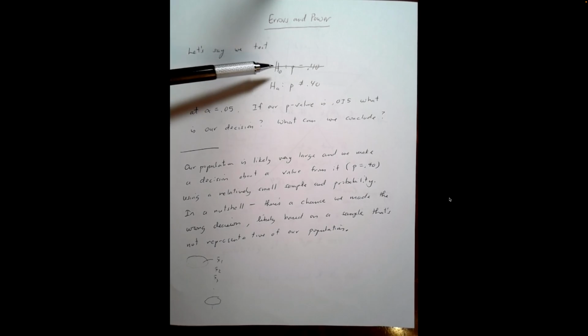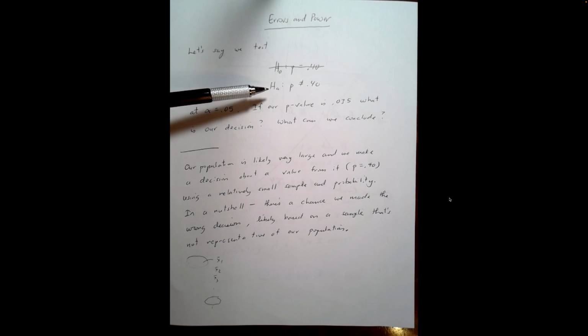So let's say we're testing that population proportion is 40% versus it not being 40% at alpha equal 0.05. If our p-value is 0.035, what do we conclude? What's our decision? Our decision is we reject the null, right? When our p-value is less than our alpha value, then we reject.